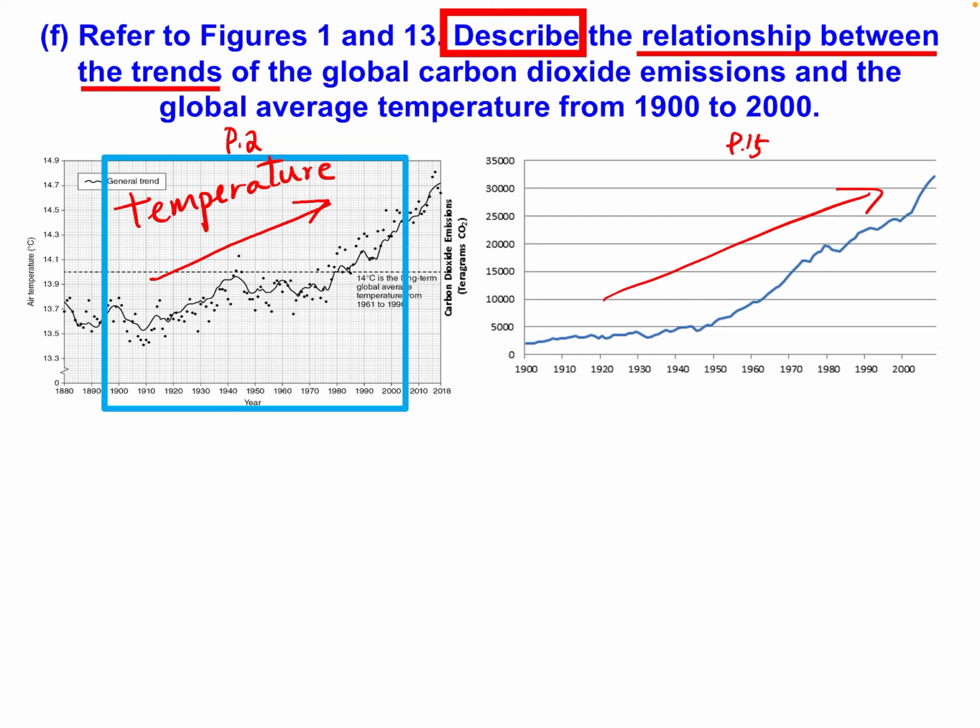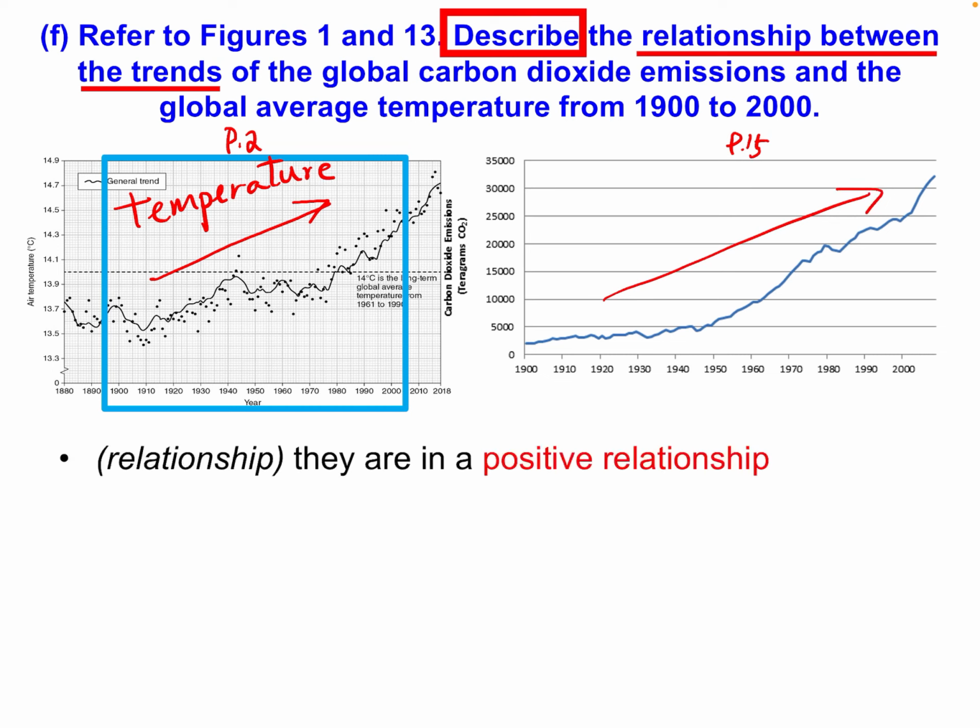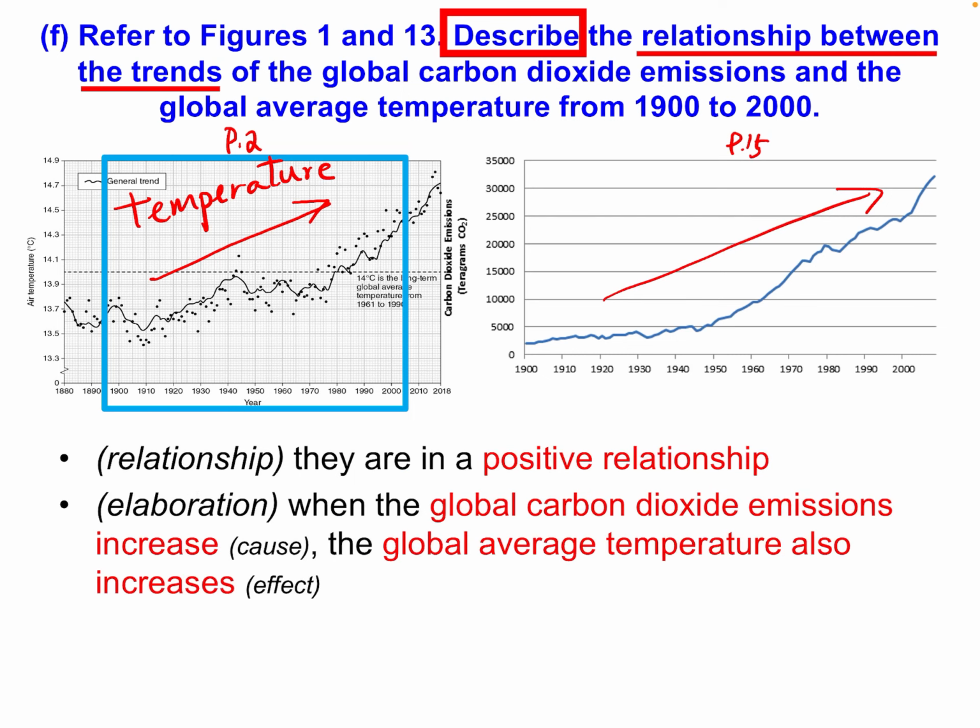So we need to tell the relationship. We have at least two kinds: positive or negative relationship. This one should be both increase. We call it a positive relationship. Let's fill in the blanks. This one is not fill in the blanks, on the line, but it's not very long. So we stop here. They are in a positive relationship, and you have to find out which one is the cause.